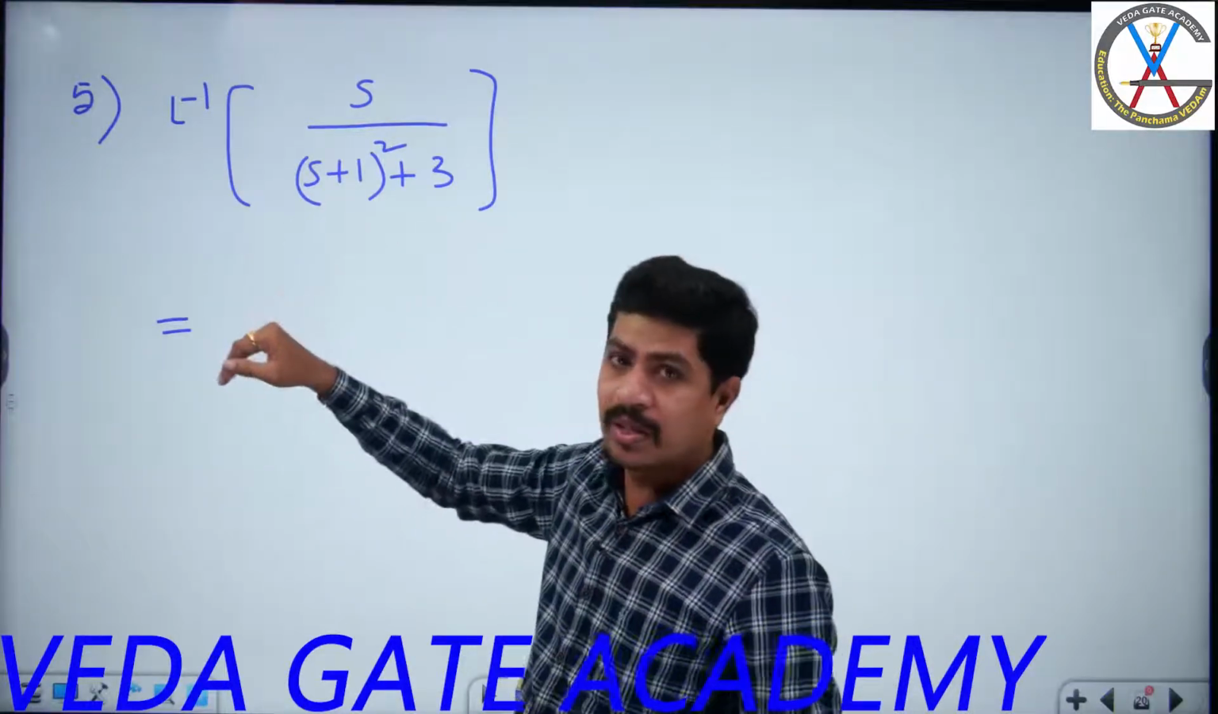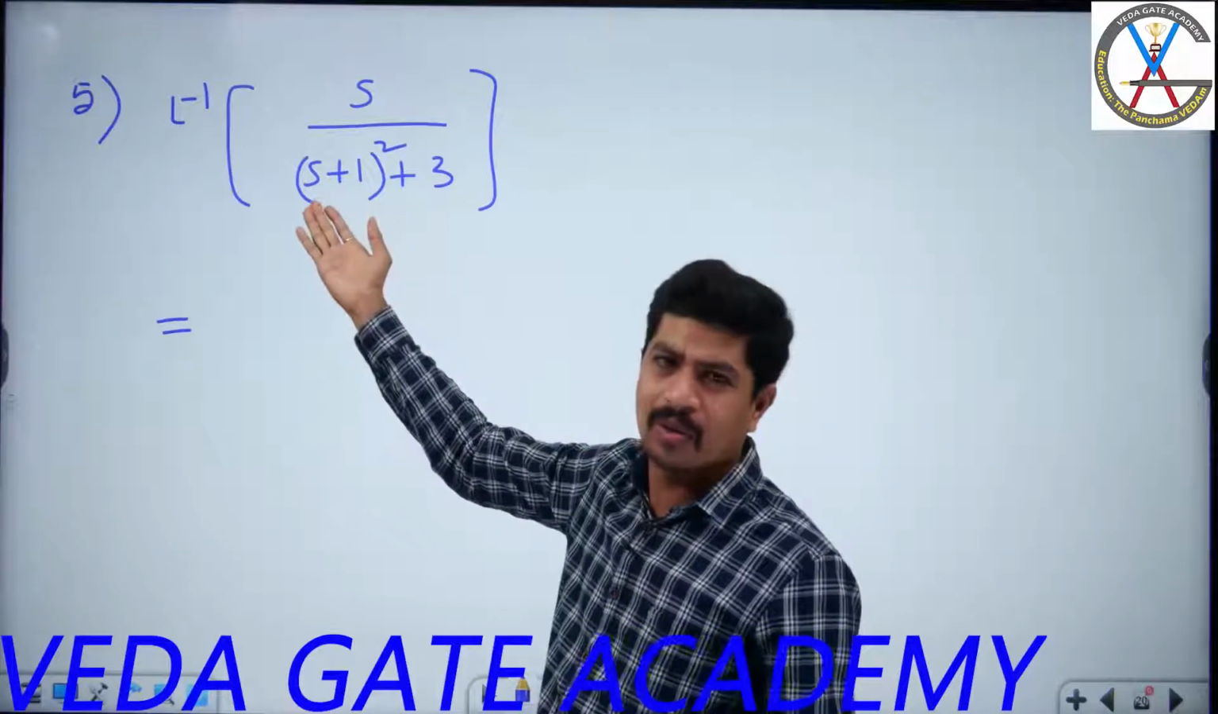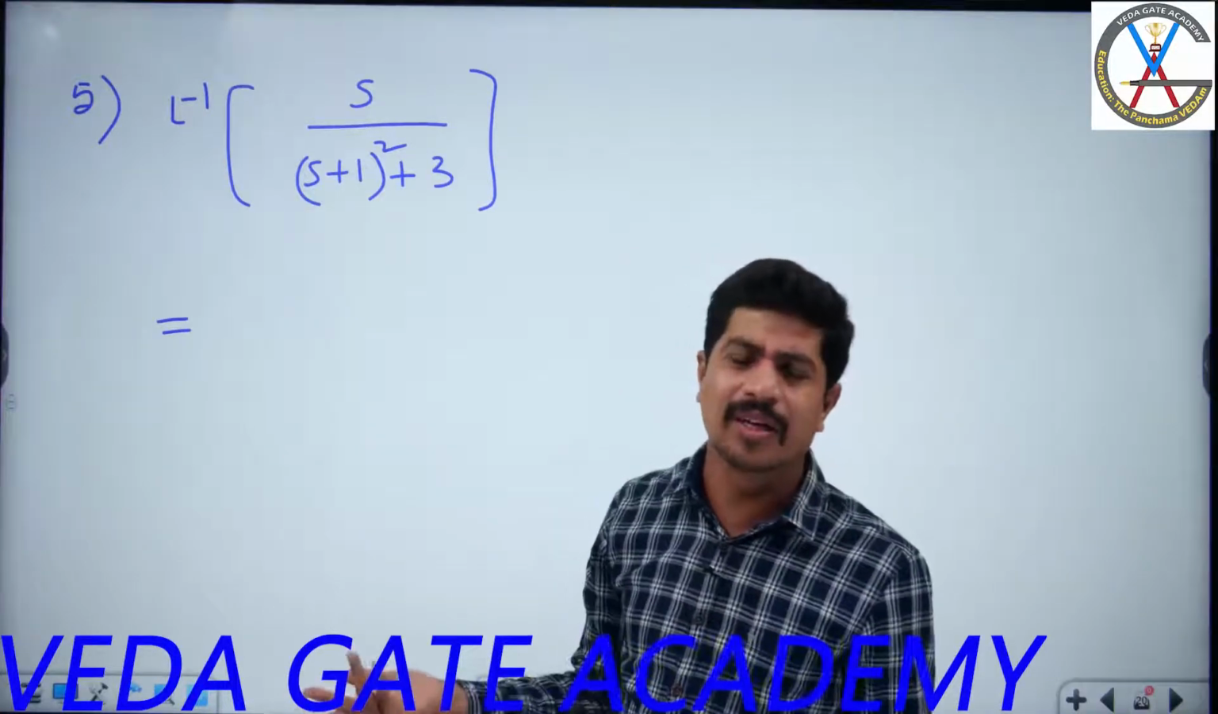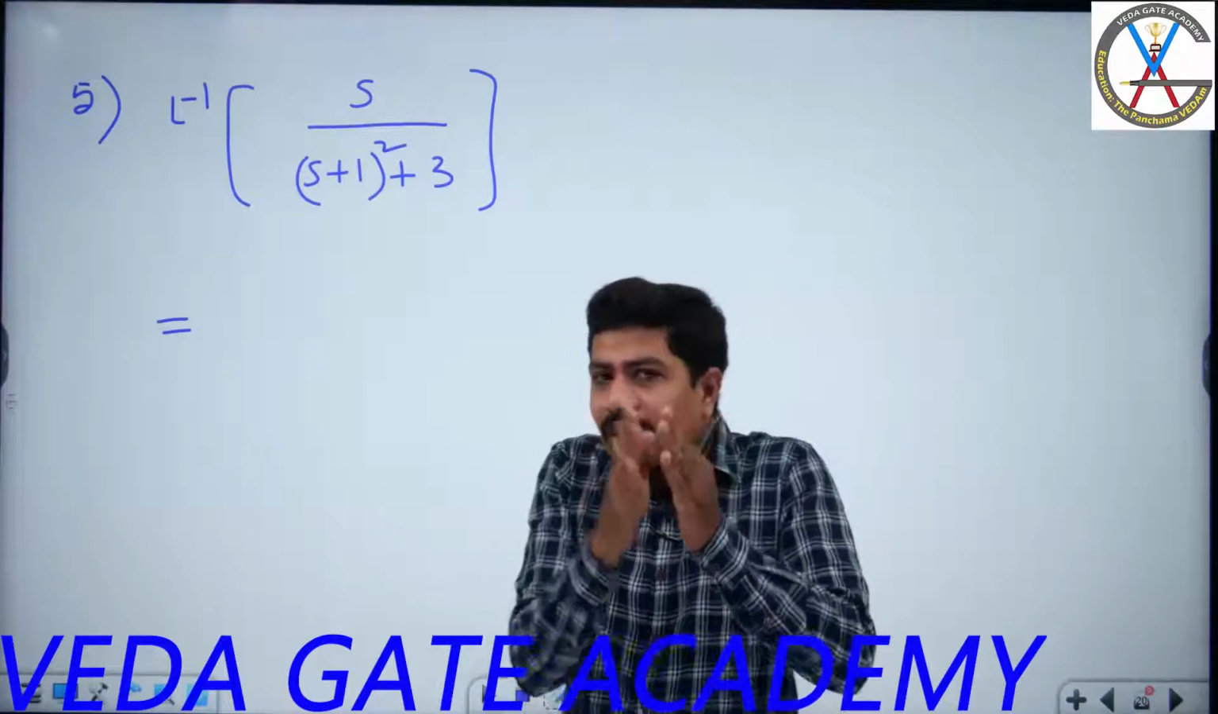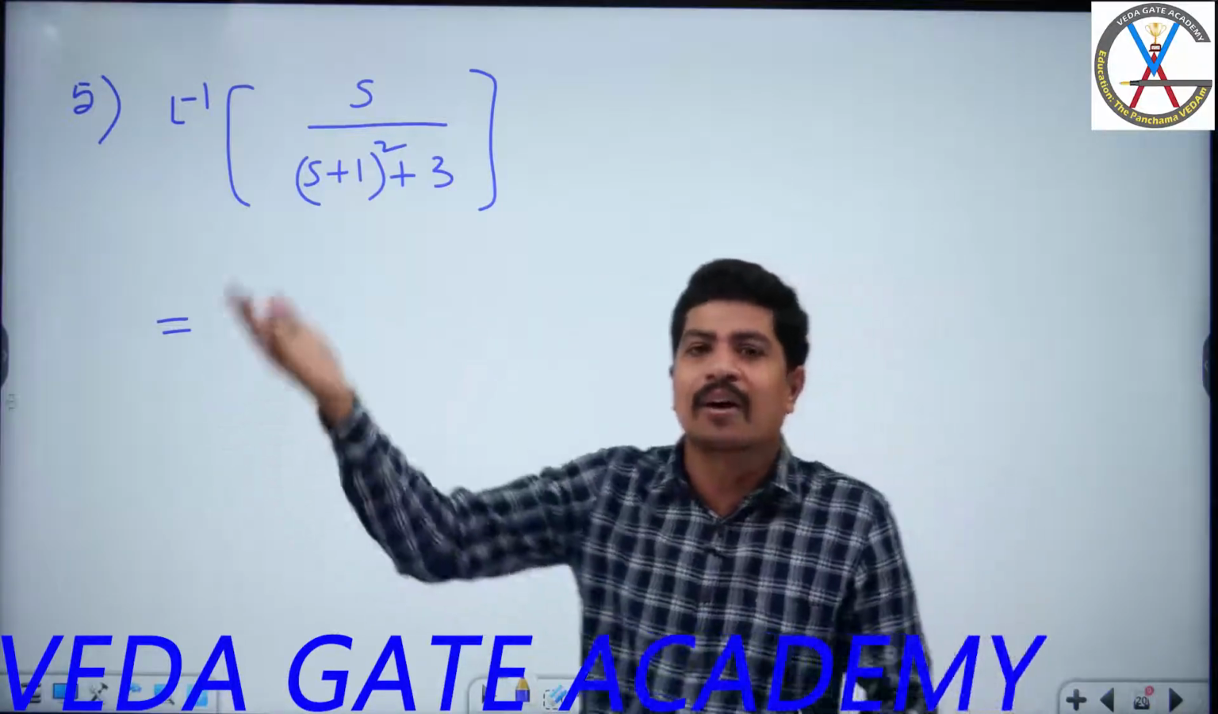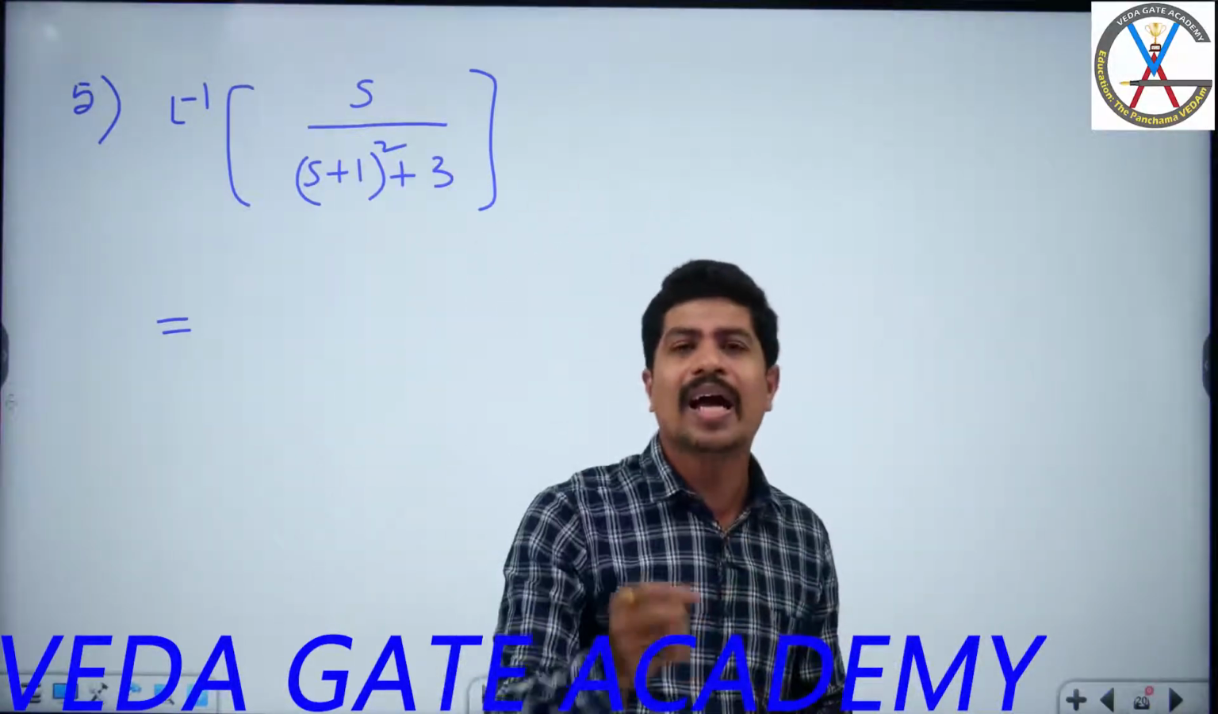Some people know the (a plus b) whole square formula, and they will expand it. But what will you get? Nothing. Try to convert the given into a standard, known form. Then the answer will be easy.